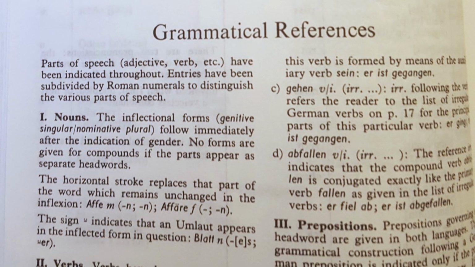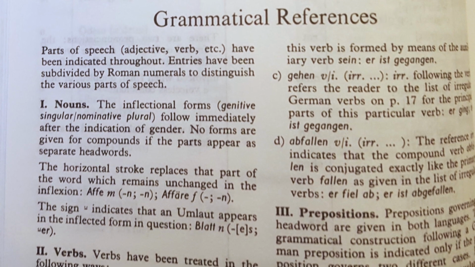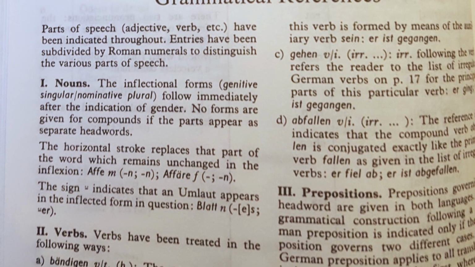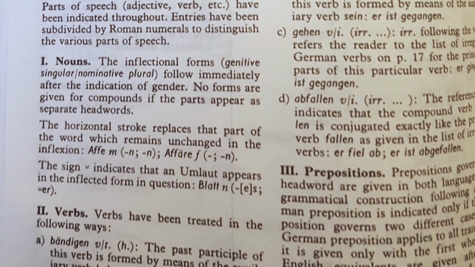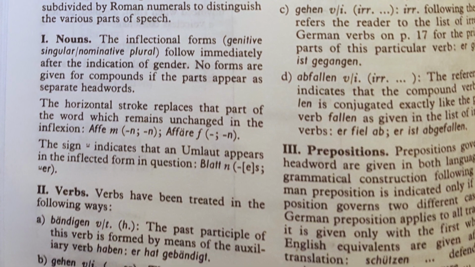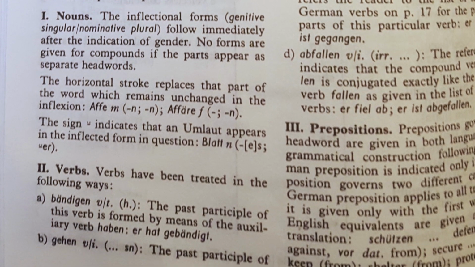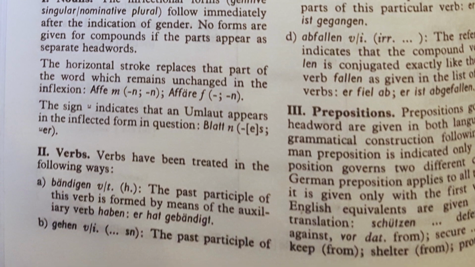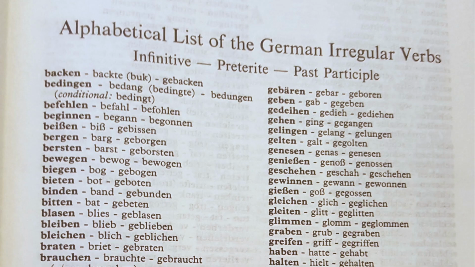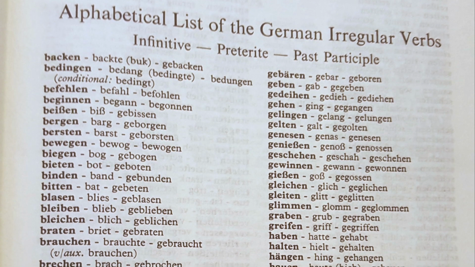There's also a list of grammatical references which are handy for figuring out what the abbreviations in front of the word mean. It explains the difference between a transitive and intransitive verb, as well as the German case system, although very briefly, so that you can know when something requires a certain case, such as the dative verbs or dative prepositions. You'll also find an alphabetical list of irregular verbs.